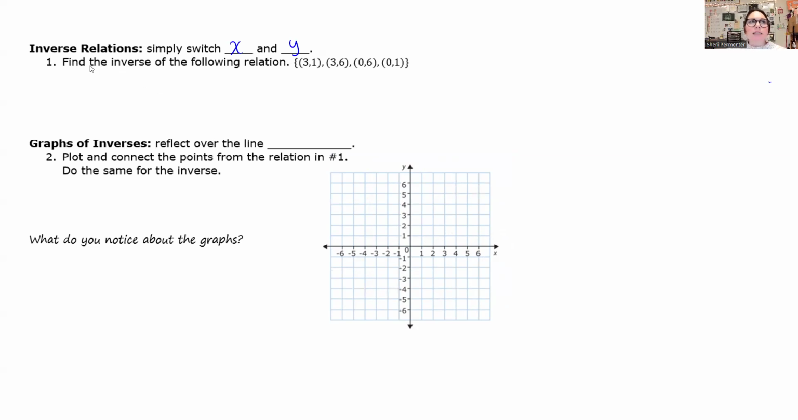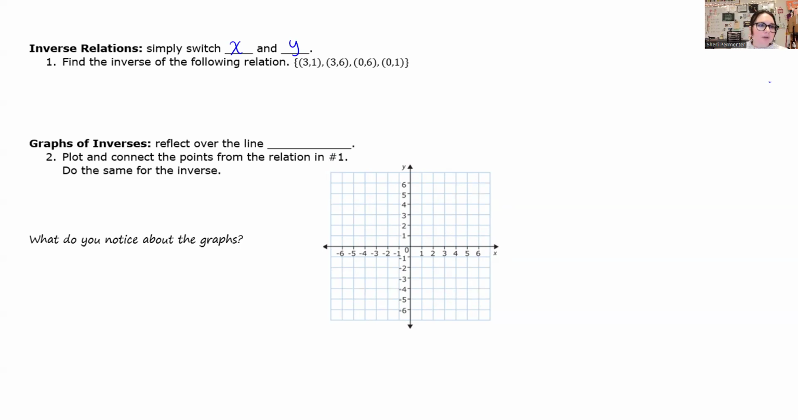So question number 1 says, find the inverse of the following relation. A relation doesn't have to be a function. It doesn't have to follow the vertical line test. You can have any points you want to, and it is considered a relation. So to find the inverse, all we do is switch X and Y.